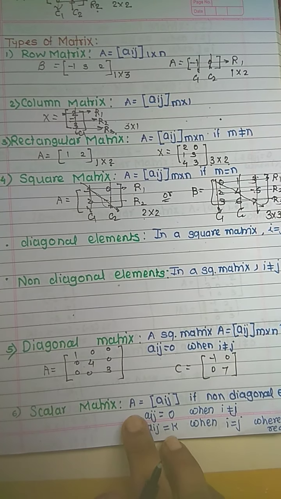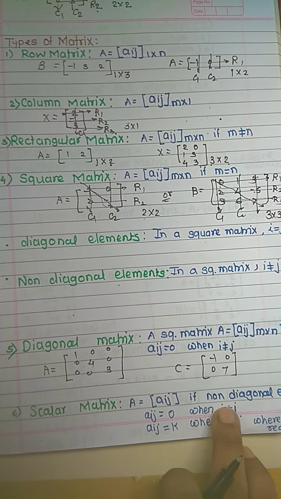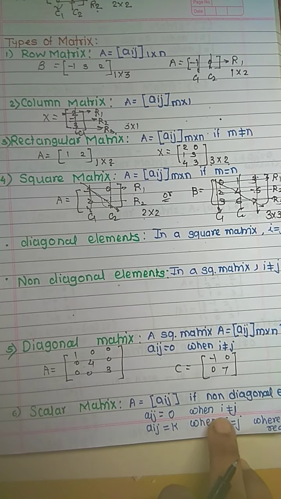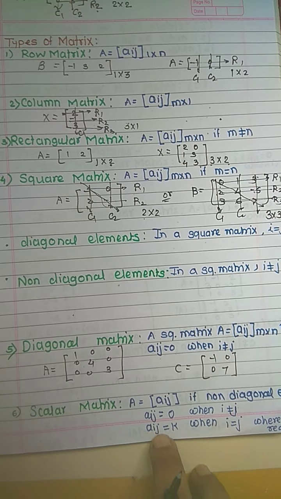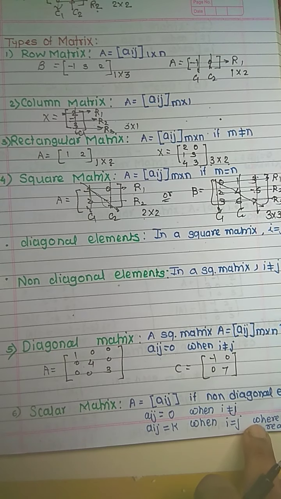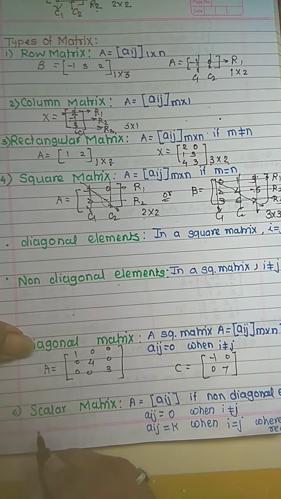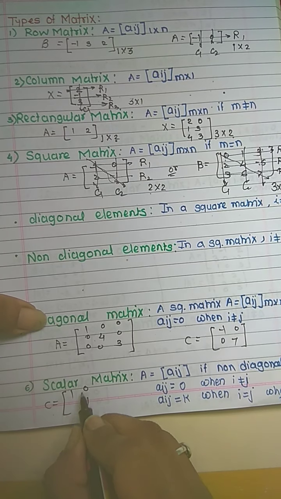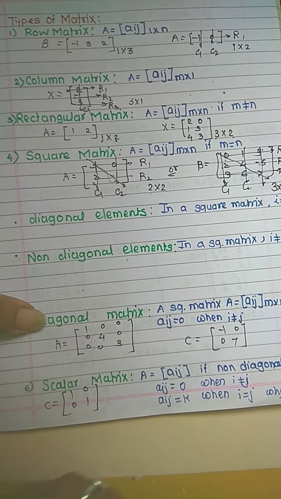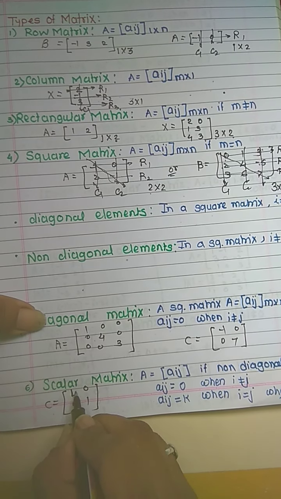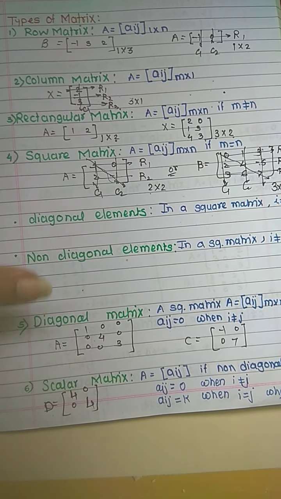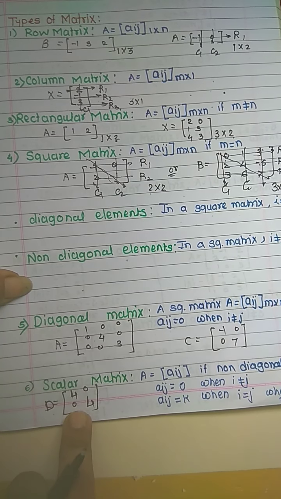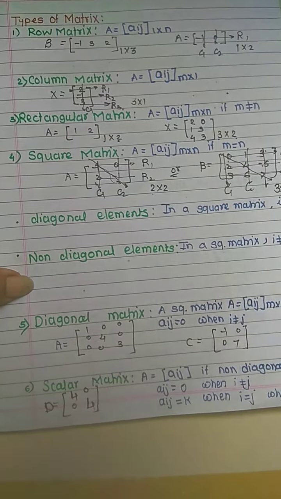Scalar matrix. A equals [aij] if non-diagonal elements are 0. aij equals 0 when i is not equal to j and aij equals k when i equals j, where k is a real number. For example, matrix C contains 1, 1 and non-diagonal elements 0. Second example, matrix D, diagonal elements 4, 4, non-diagonal elements 0. Therefore, this matrix is called a scalar matrix.